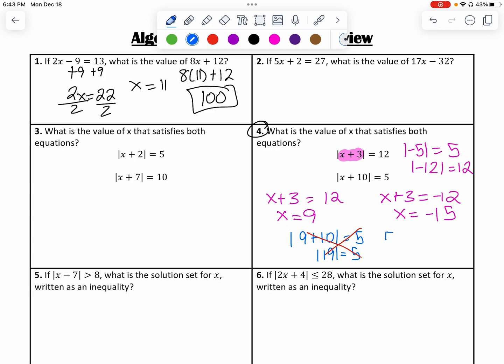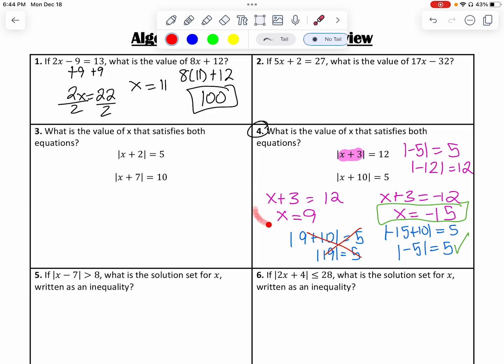So we'll have absolute value of negative 15 plus 10 equals 5. We know that negative 15 plus 10 is negative 5, which in absolute value bars is equal to positive 5. So that one does work. Okay, so in this case, we didn't do anything algebraically wrong, but this answer just didn't work for our other equation. So only this answer would be our solution. That's the answer that satisfies both of our equations. And like I said, number 3 is going to be very, very similar.